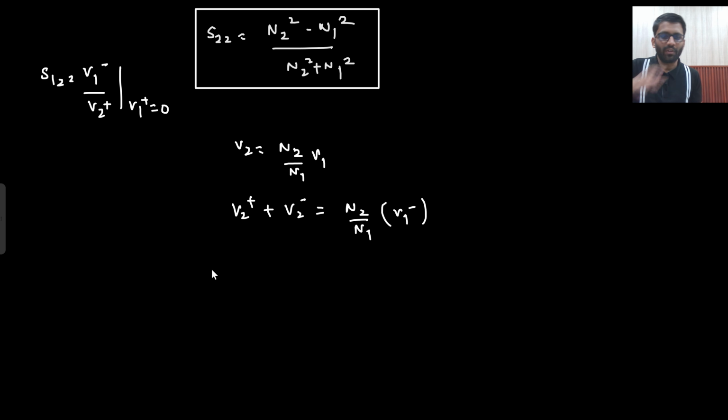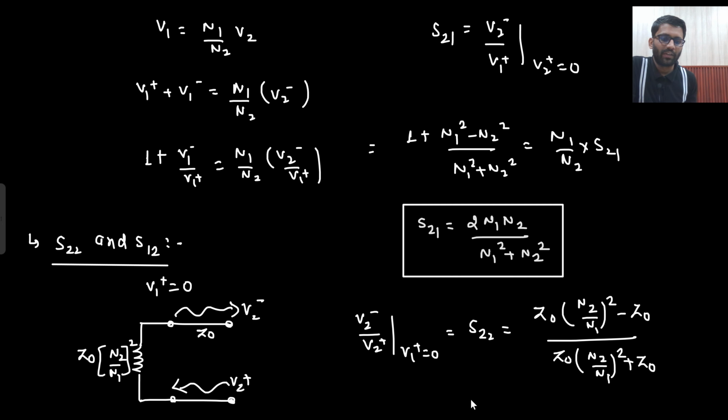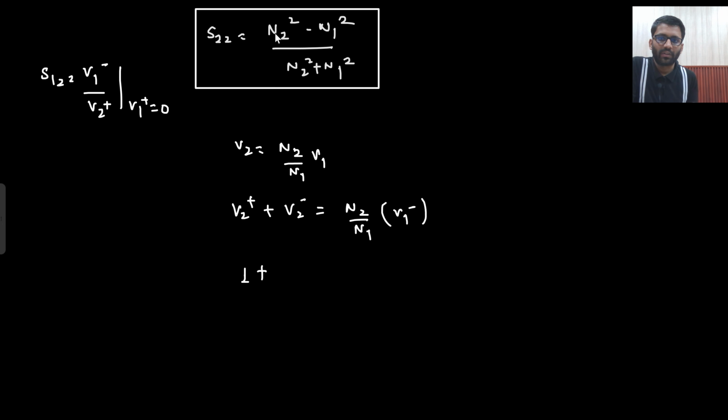Now what are you going to do? You are going to divide by V2 plus. If you divide by V2 plus, this will be 1 plus V2 minus divided by V2 plus. What would that be? That would be this quantity, S22 only. That would be equal to S22 times N2 by N1. What will be V1 minus divided by V2 plus? That would be S21.